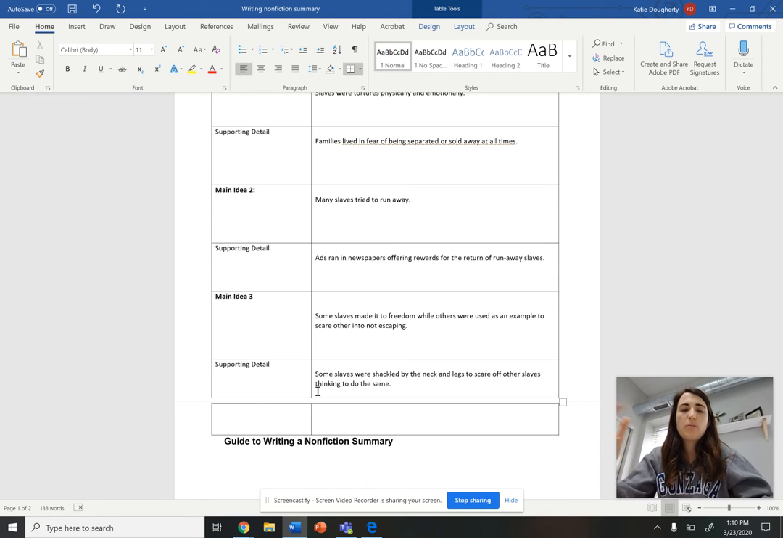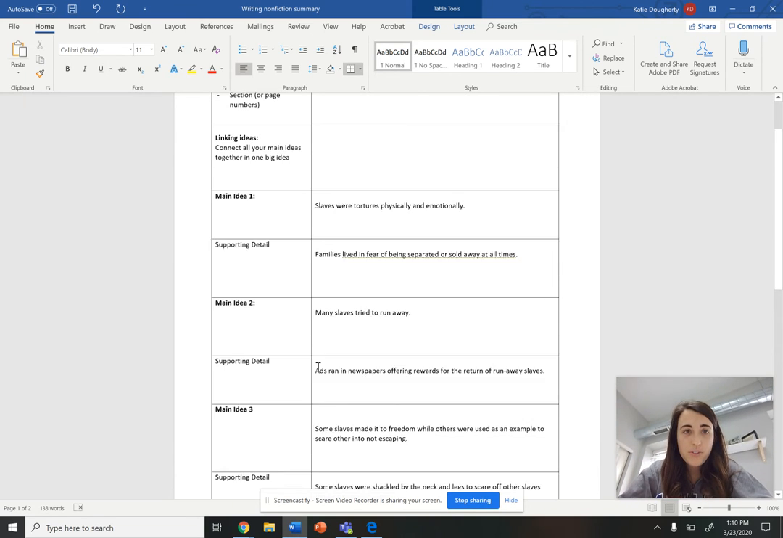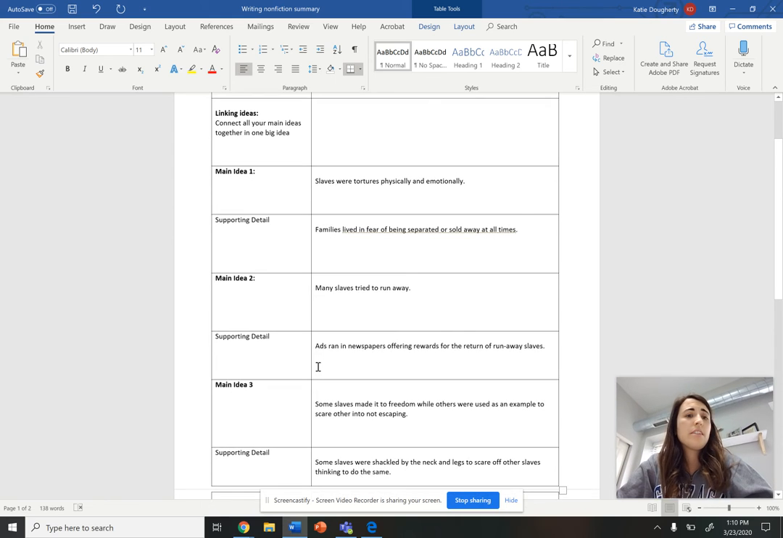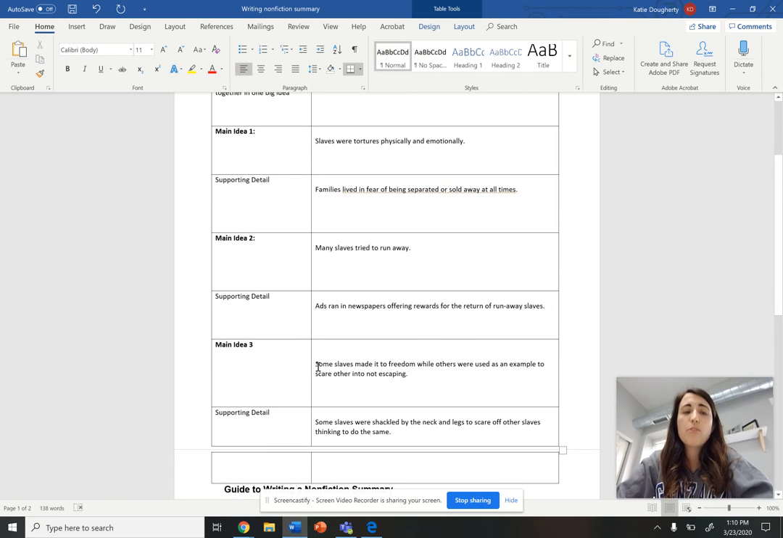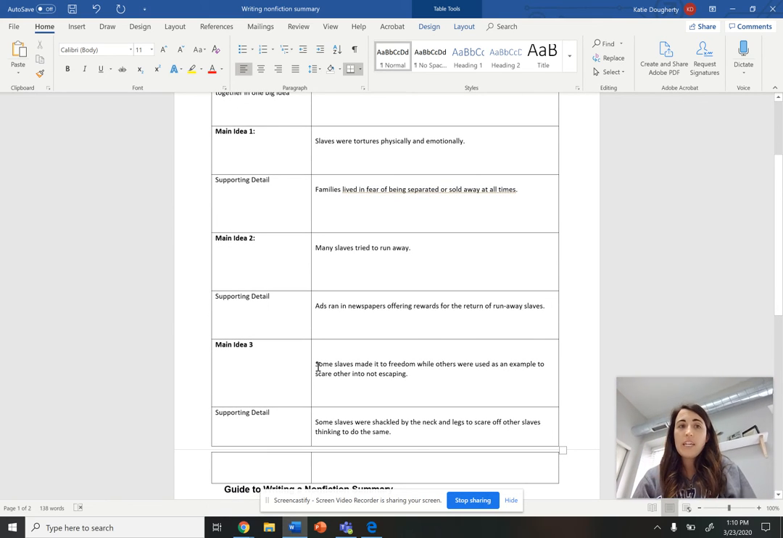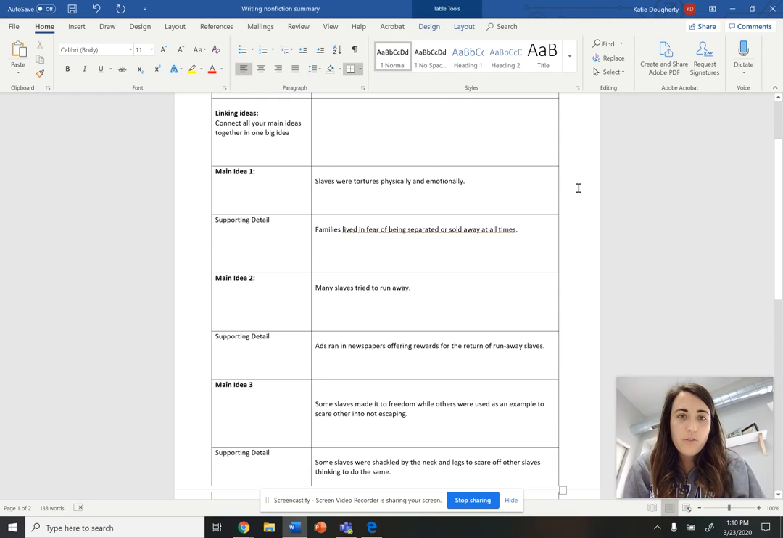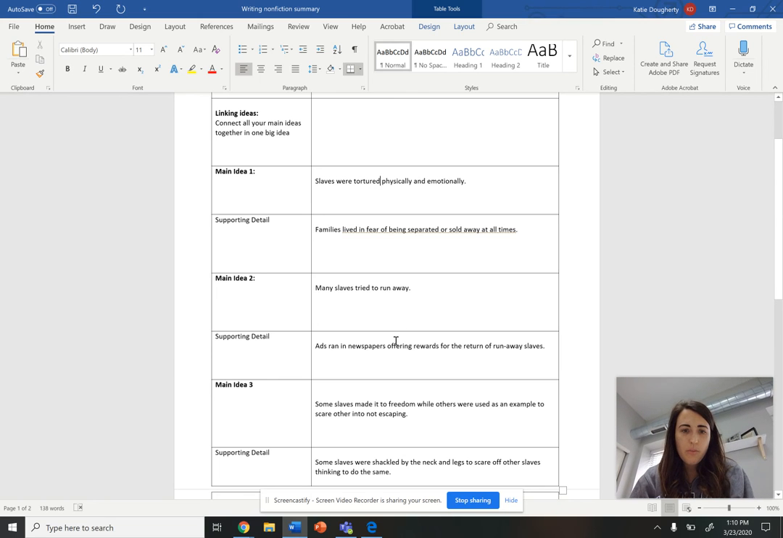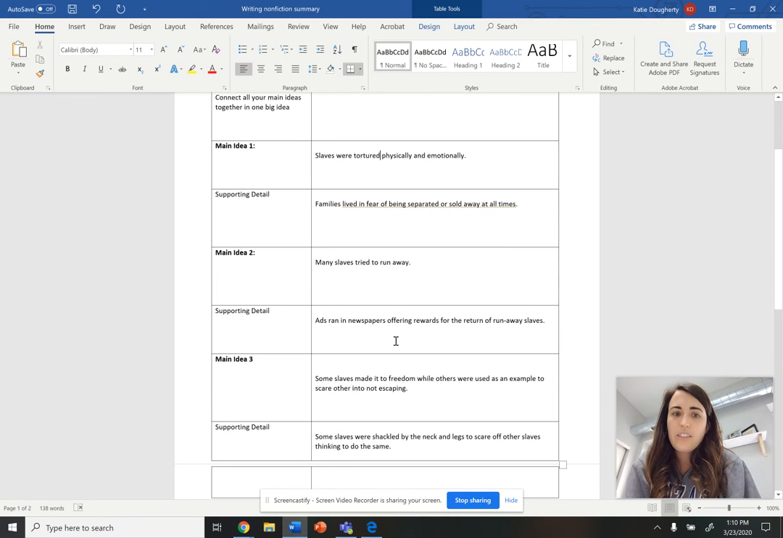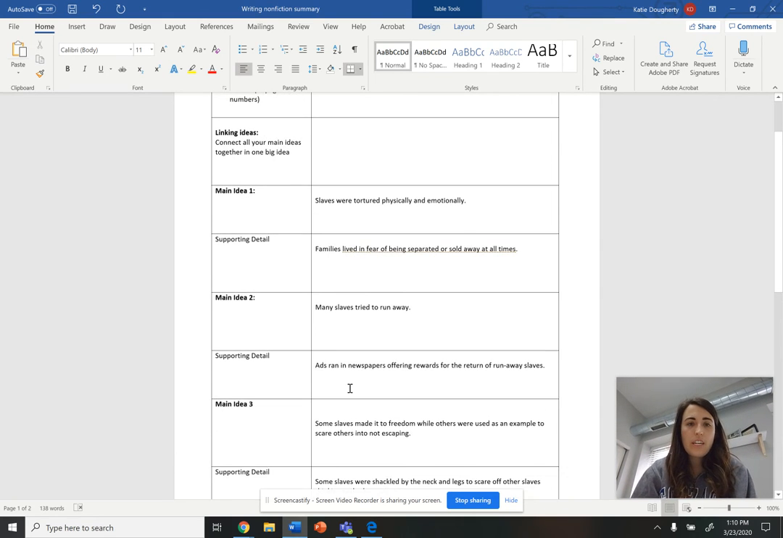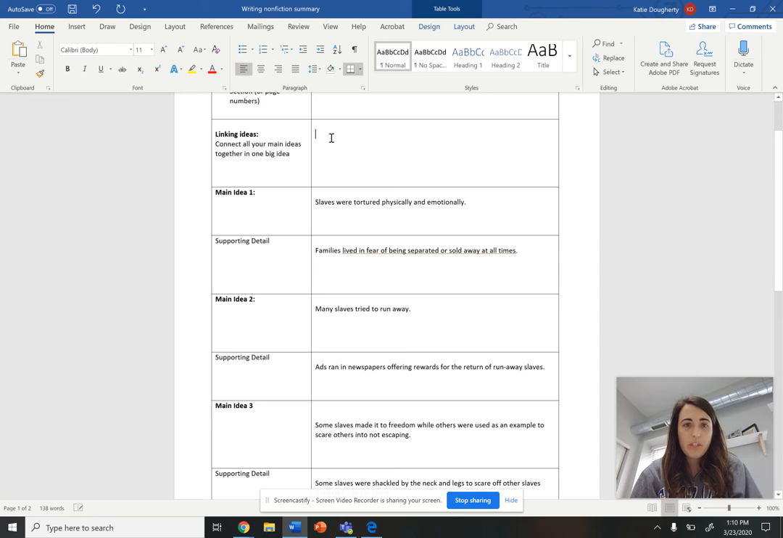Great. So once I have completed my article, identified my 3 main ideas and 3 supporting details that go along with it, I'm going to read through each of the main ideas to try to connect all of them together into one big idea. So what I have is slaves were tortured physically and mentally. Many slaves tried to run away. Some slaves made it to freedom, while others were used as an example to scare others into not escaping. So I can actually rewrite that right here for my summary.